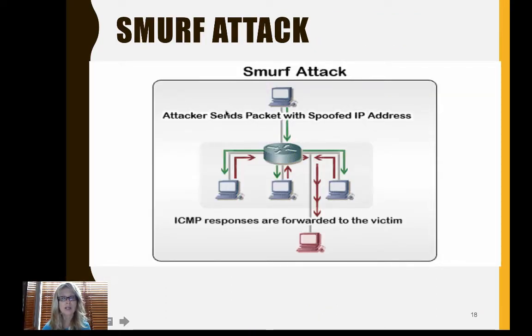So the attacker sends a packet with a spoofed IP address to some intermediary, somebody who's clicked on it. And that person then sends responses to all of the people in the network. It could go after one server, it could go after one computer, but it attacks one single target, and it's coming from inside the network.